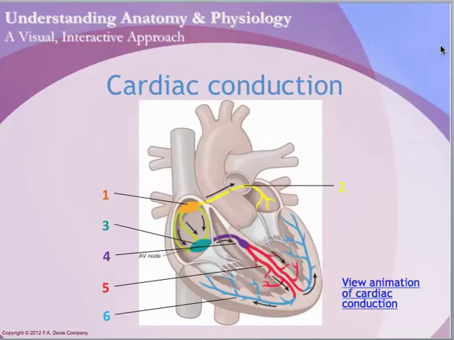So this is happening every time the heart beats. Okay, this isn't a really slow process. This is happening every time the heart beats. These electrical impulses are moving from 1 all the way to 6. Okay, so you do need to know these steps.